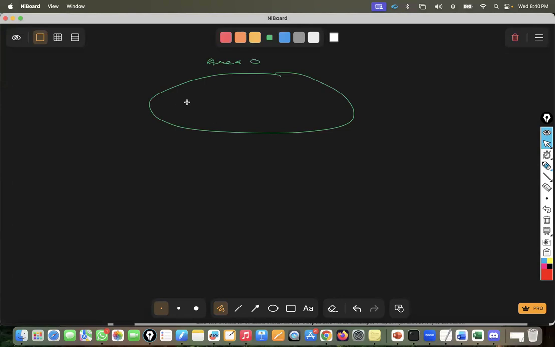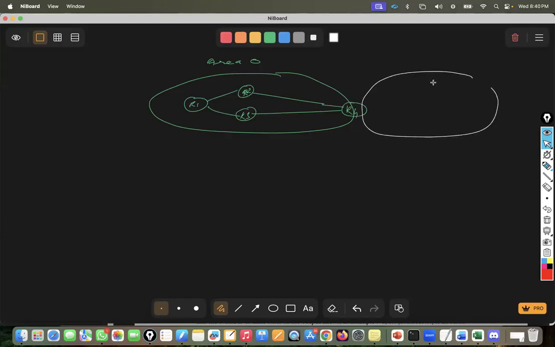Area 0. So in this area 0, let's suppose R1, R2, R3, and R4 are connected. Now we have another area, area 10, where R5 and R6 are connected. Let's suppose here R7 is connected.